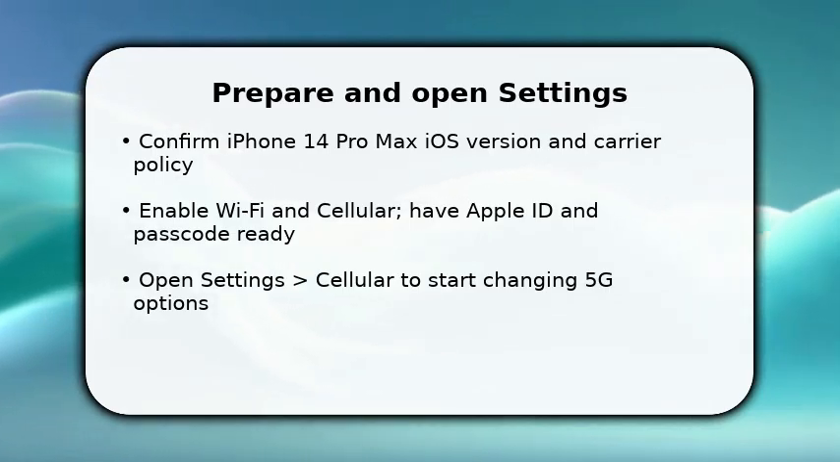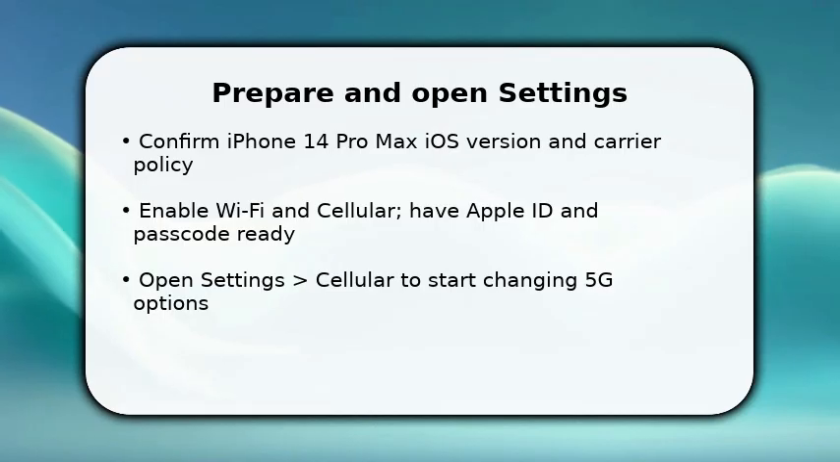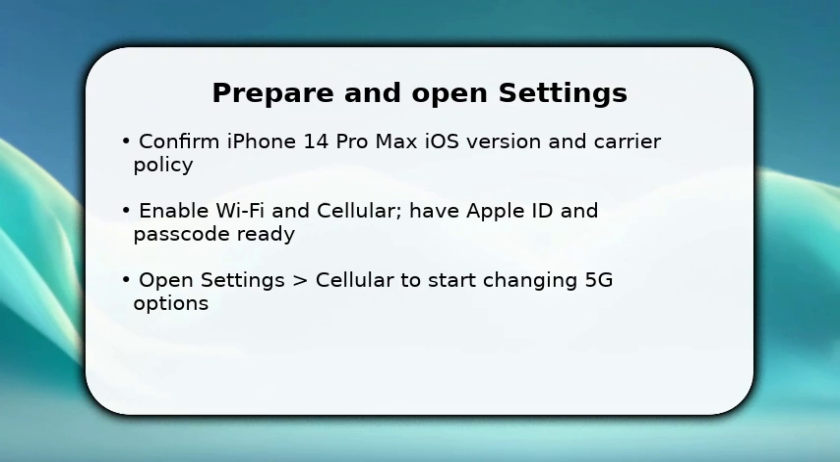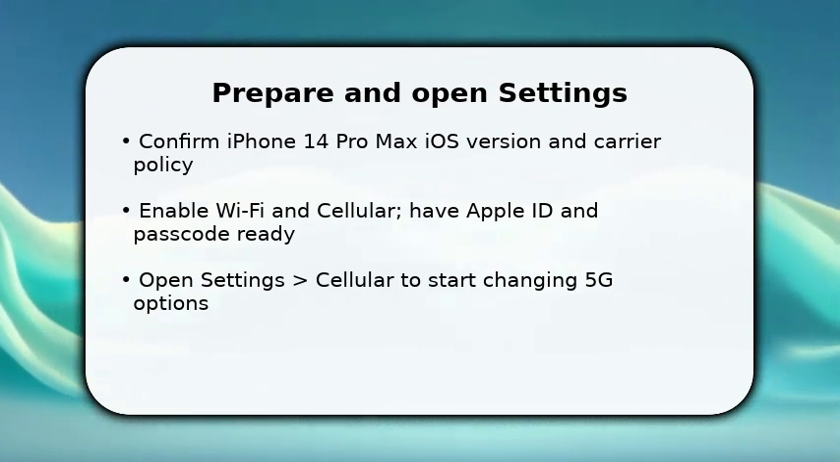Now open Settings, tap Cellular, then tap Cellular Data Options. You're already inside the right menu. You're taking action now to access 5G controls rather than hunting settings, which speeds up the whole change process. You'll now decide how your phone uses 5G and why each choice matters.